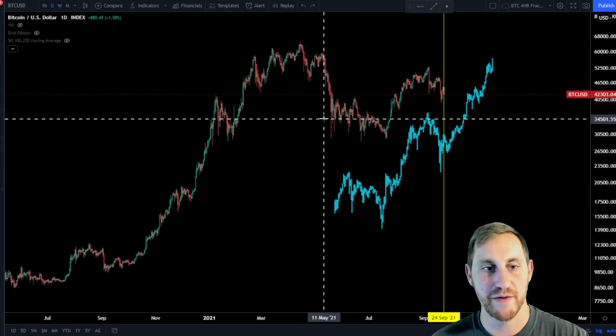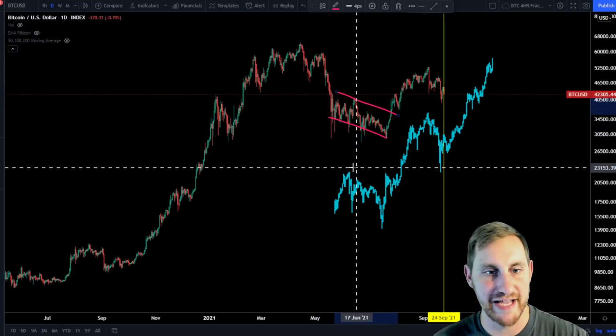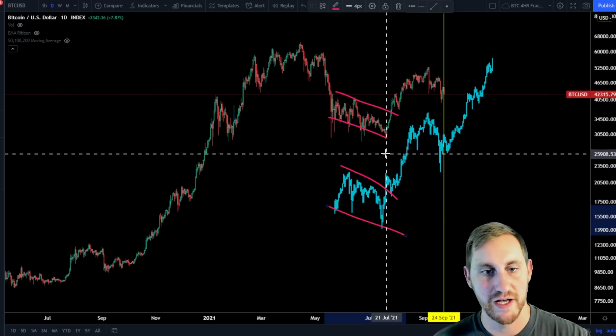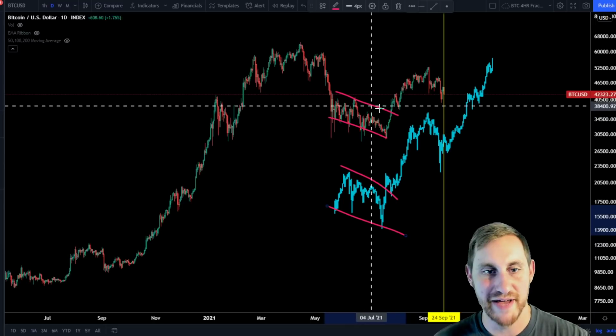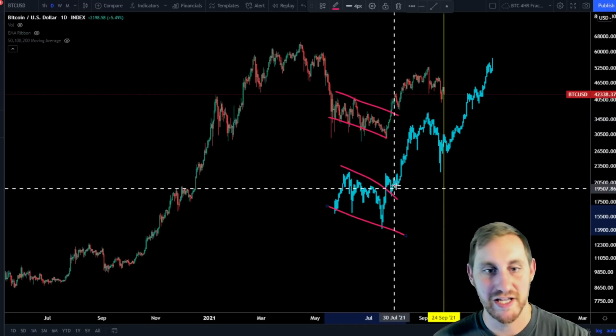I mean, we can see that we had a downtrending consolidation right here, downtrending consolidation. You can see we actually came back down and back tested that consolidation. Same thing here. Came back down and back tested that consolidation, and then moved up.